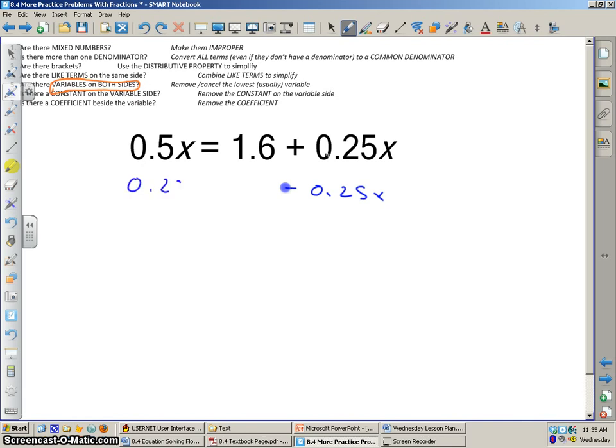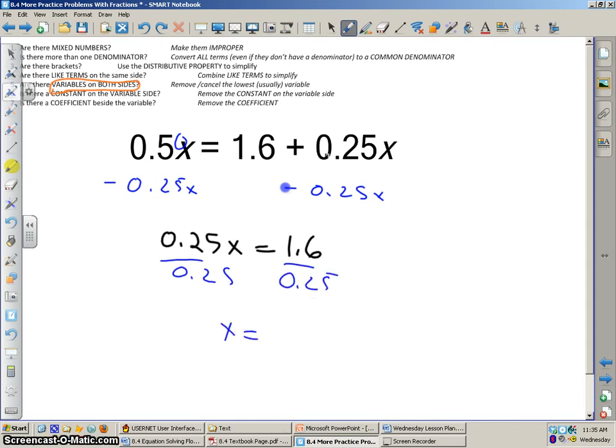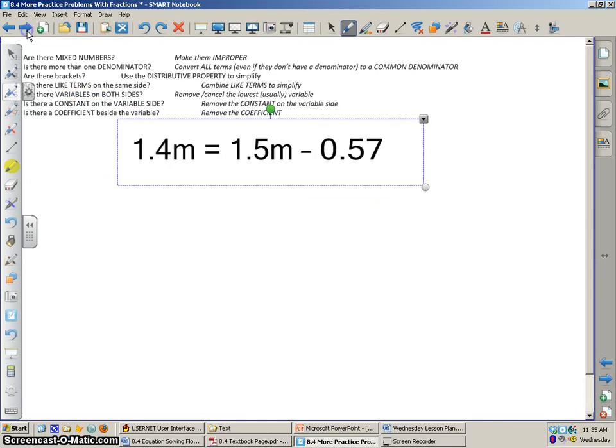And same thing over there. Remember, that's like a 0 there, so it's 50 take away 25 really. So I have 0.25x = 1.6. Hey, look at that. Almost to the bottom already. Divide both sides by 0.25. So that was pretty good. Now, we look at the next one.